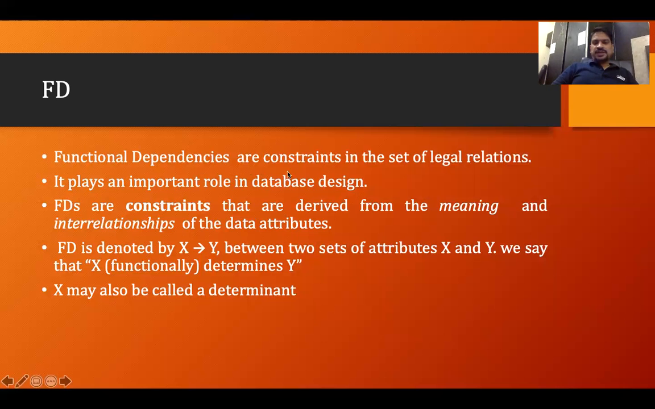So it says that functional dependencies are constraints on the set of legal relations. Here, relation is nothing but the table, a set of legal tables. The meaning of a legal table is that whenever we create a table, there should be a primary key. Without the primary key, you cannot visualize the table. So primary key is required for a relational database management system. Primary key is very much required.